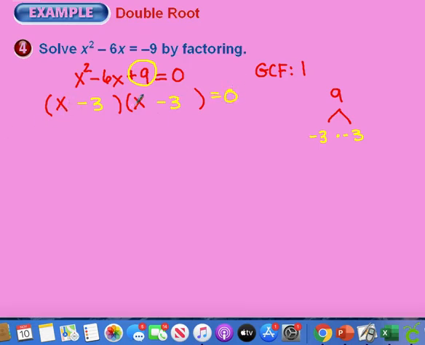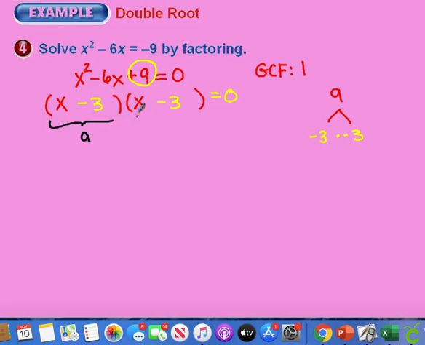So I'm going to do x times x is x squared. My outsides give me negative 3x. My insides give me negative 3x, which is negative 6x. And my lasts give me 9. I reevaluate and see if anything could be factored again. If not, then I'm ready to solve.